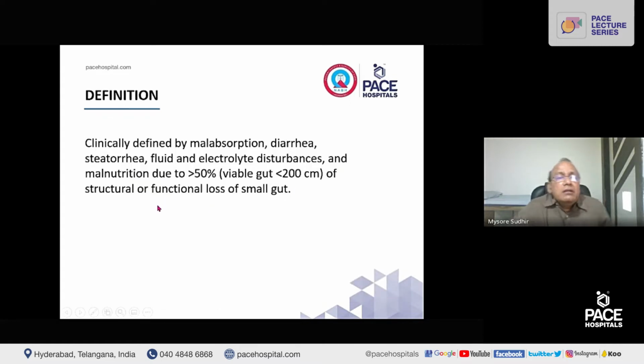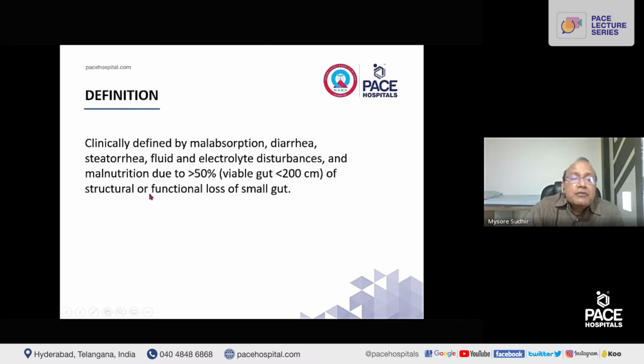So by now, after seeing all this, the normal absorptive mechanisms and the physiology of the bowel, we can define short bowel syndrome as malabsorption, presence of diarrhea, presence of steatorrhea, fluid and electrolyte imbalance, and malnutrition, when more than 50% of the bowel is affected. It could be structural, that is surgical removal, or a functional loss.